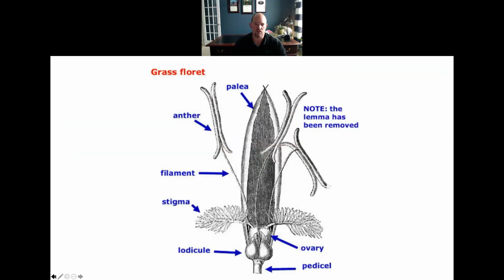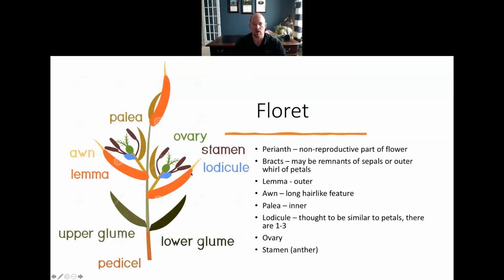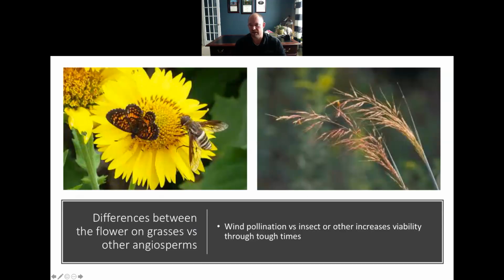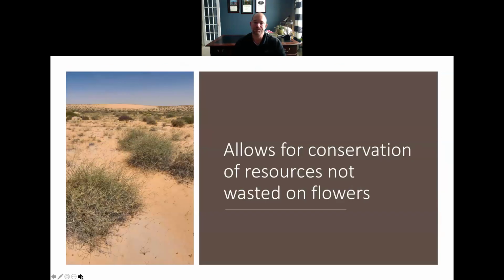Again, this shouldn't detract from just how complex the flower structure is. Clearly, this is a very highly evolved flower structure, but it's not relying on insects to do the job. It can't, so it's using wind to do it. It allows for conservation of other resources that aren't wasted on flowers.